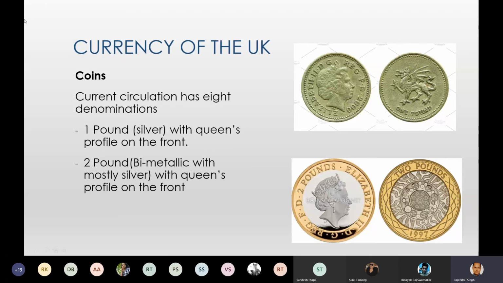Anybody has any 2 pound coin? No, sir, no. All right, that's fine.